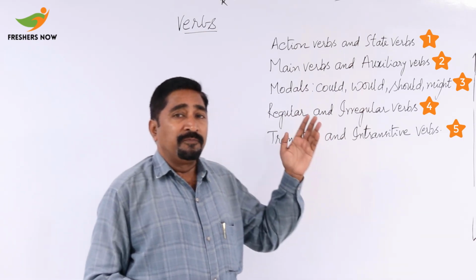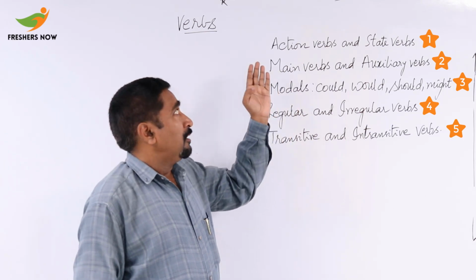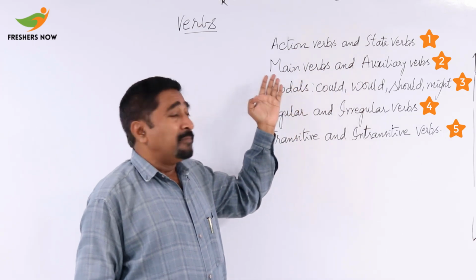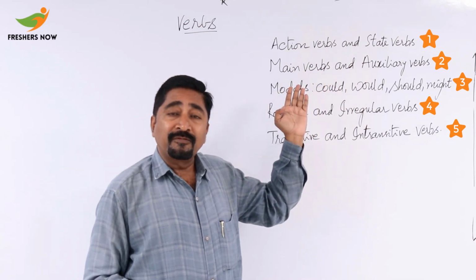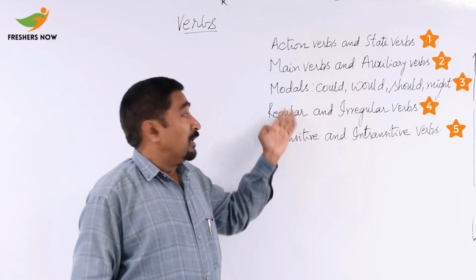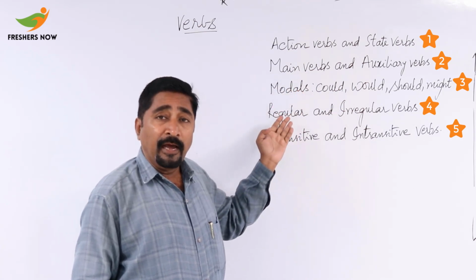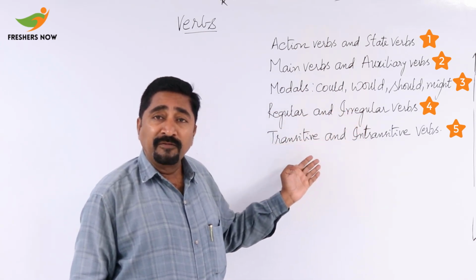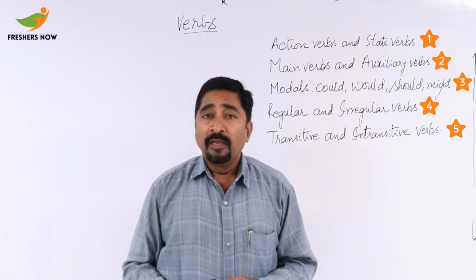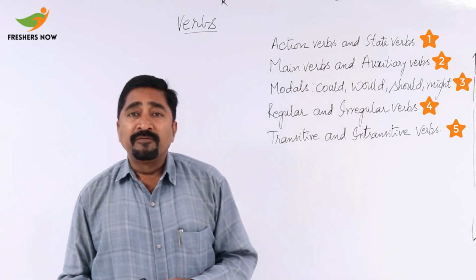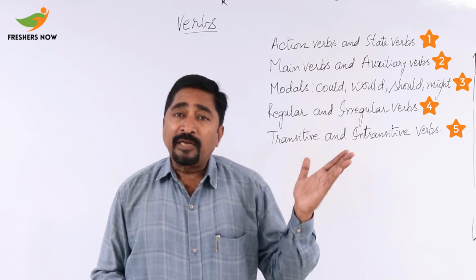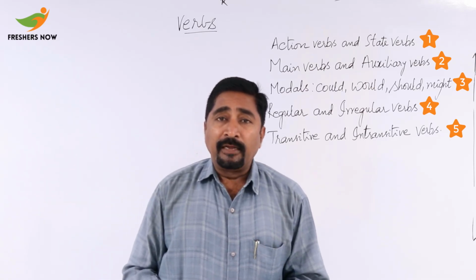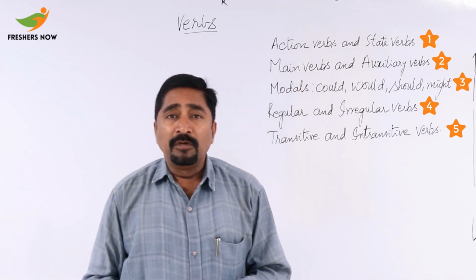The different kinds of verbs are action verbs and state verbs, followed by main verbs and auxiliary verbs, and modals, that is modal verbs as we call them, and regular and irregular verbs, and transitive and intransitive verbs. Now let us come to know what the difference is between an action verb and a state verb. Before going ahead with that, let us understand what a verb is.